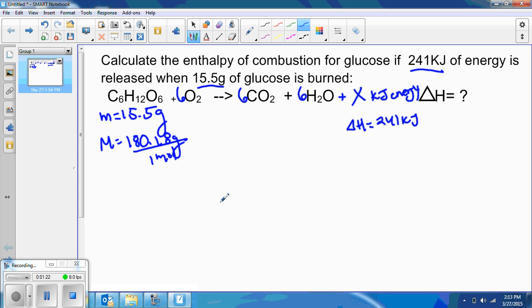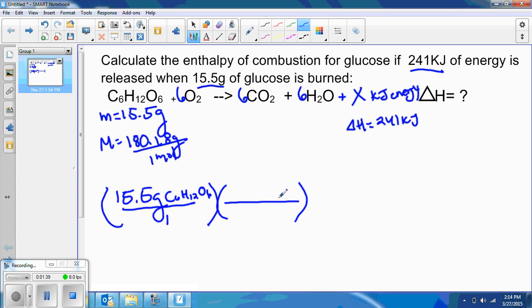So we're still going to set it up the same way. I start with my known, which is my glucose, and I've got 15.5 grams of C6H12O6, and we'll just write that over 1. I want to cancel out grams and convert to moles of glucose. So I'll use my molar mass here. So I've got 1 mole of glucose for every 180.18 grams of glucose. And grams of glucose will cancel.